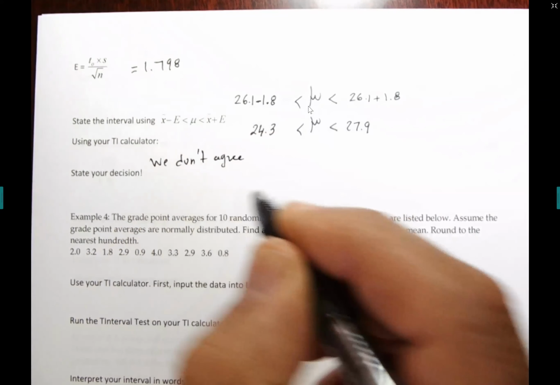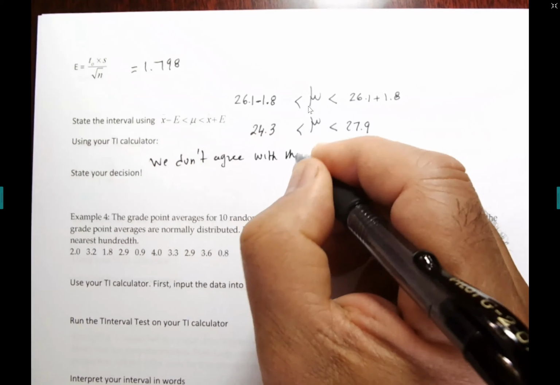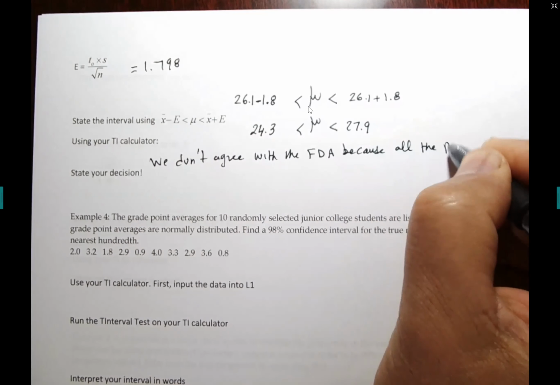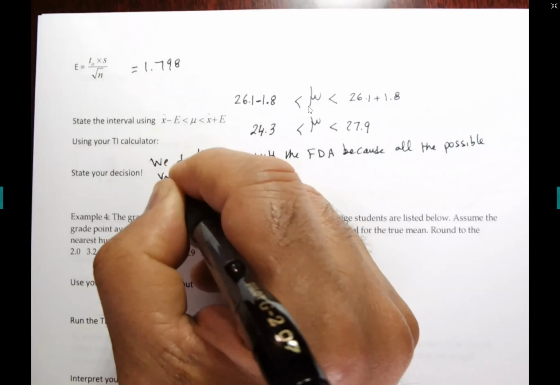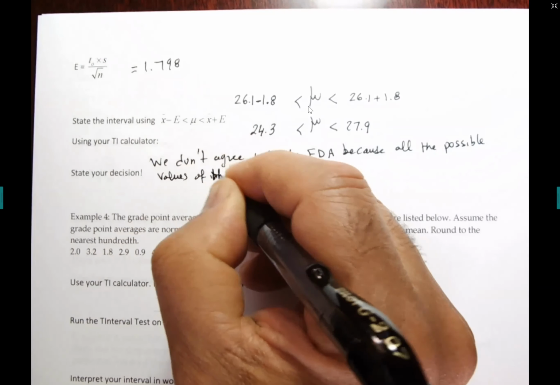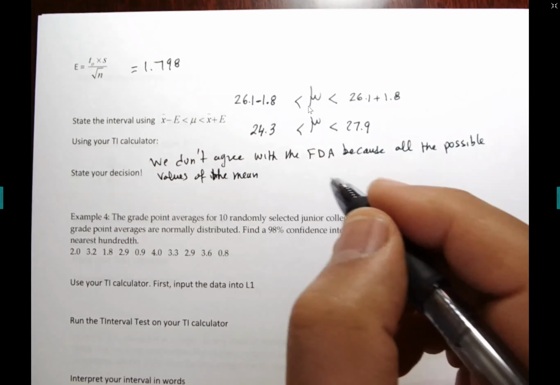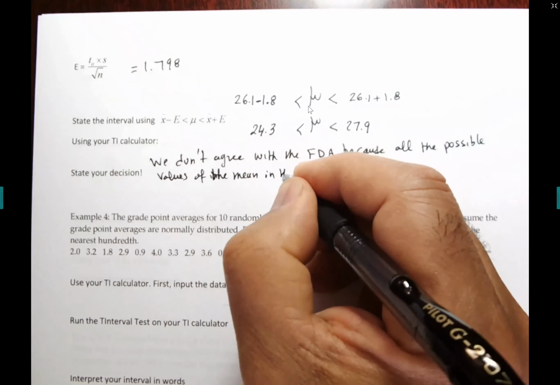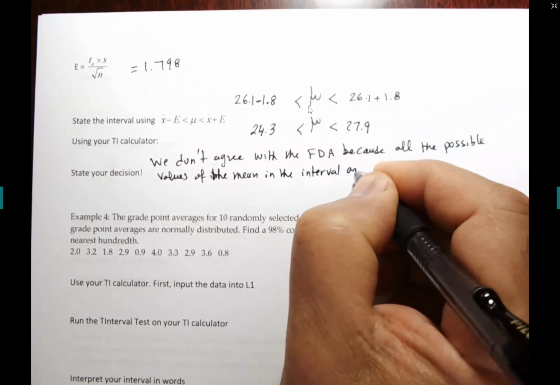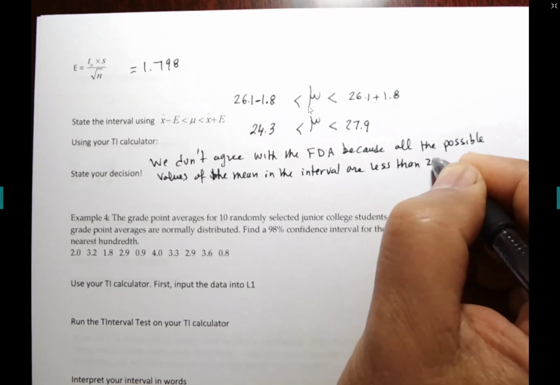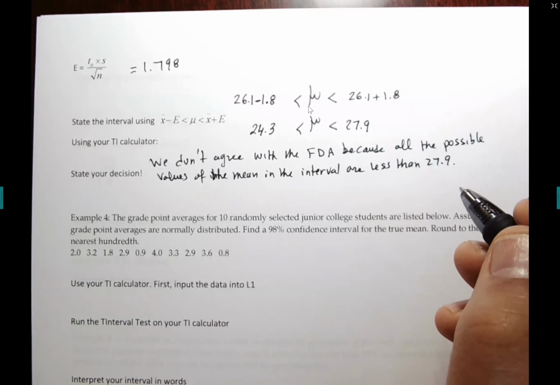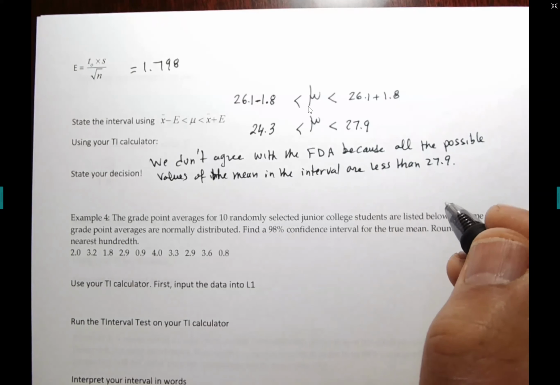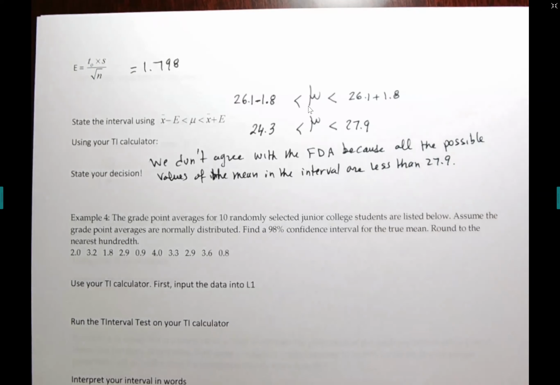You see how important confidence intervals are, guys? We don't agree with the FDA. Because all the possible values of the mean in the interval, we don't know which one is the true mean, but we know for sure they're all less than 28.9. All the possible values of the mean in the interval are less than 27.9, and they're telling us it exceeds 28.9? No. So they probably have to require another study or improve their sample size, because the sample size is so small, guys.